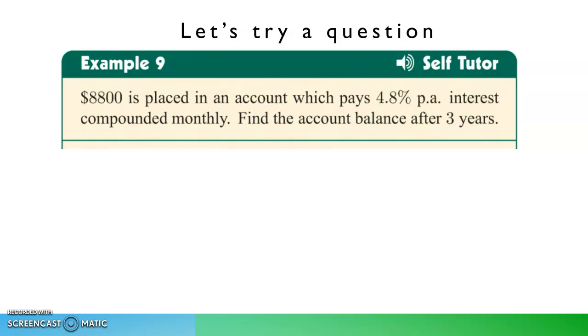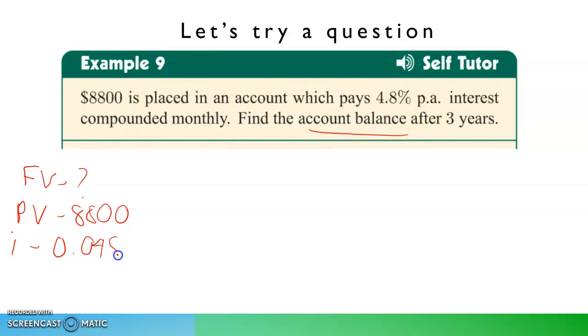All right, so $8,800 is placed in an account which pays 4.8% per annum, and the interest is compounded monthly. Find the account balance after 3 years. Let's find what we already know. We know that the future value is what we're trying to find. We're trying to find the account balance after 3 years. No idea what the future value is yet. The present value is that $8,800 that was originally placed in the bank account. We know that the interest rate is 4.8%, so that's 0.048 as a decimal.